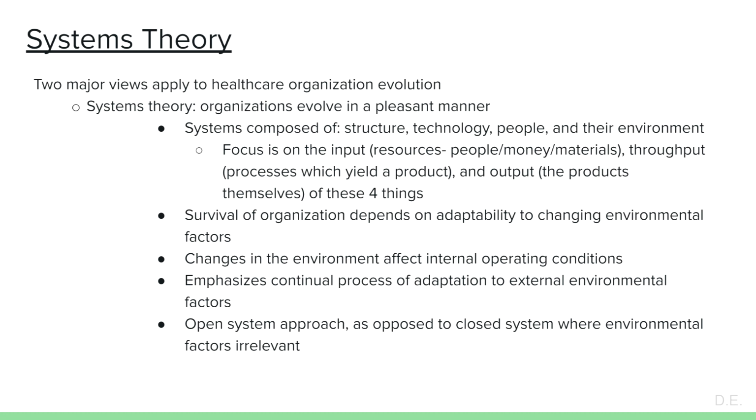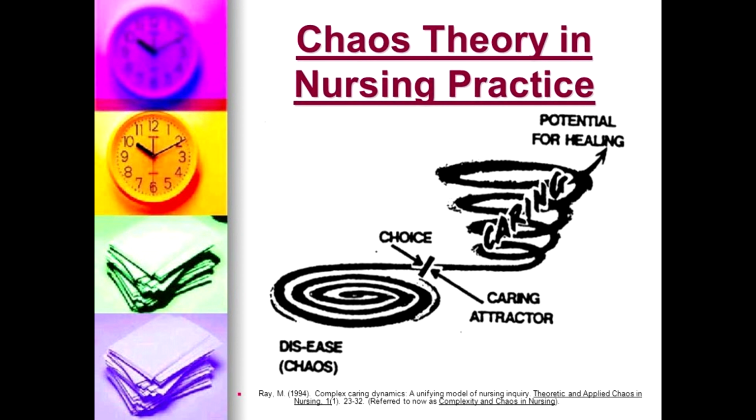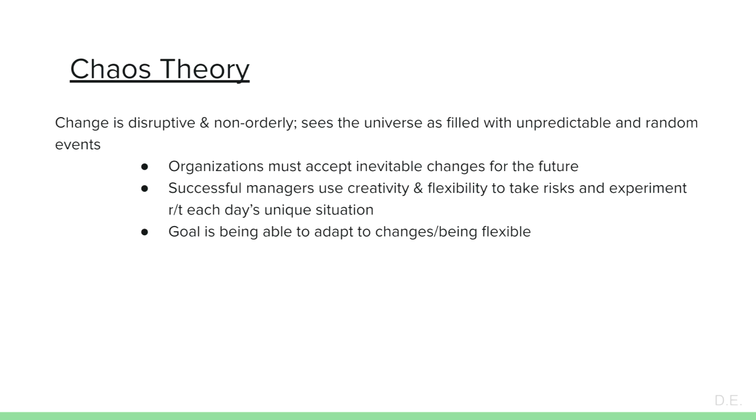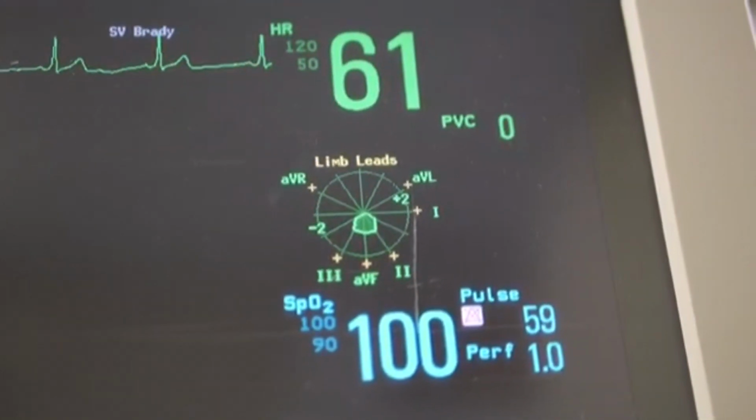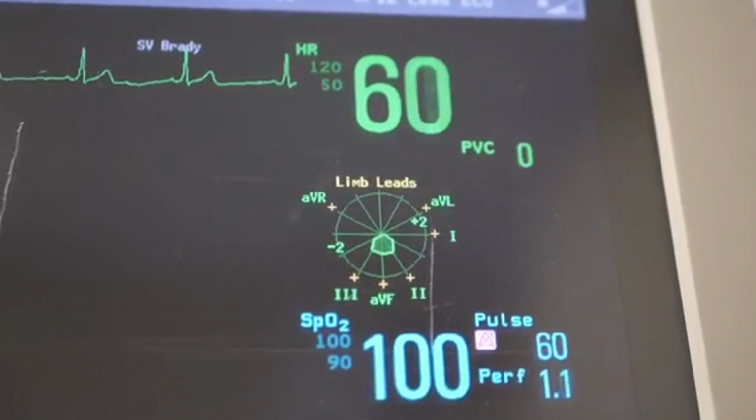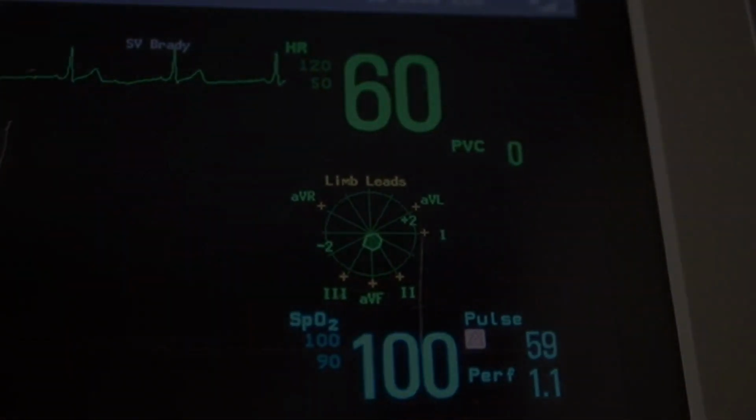The systems theory is classified as an open systems approach, as it depends on environmental factors for its success, whereas a closed system relies only on its own internal factors. The second theory, which supports organizational evolution, is called the chaos theory, stating change is unavoidable, accepting the universe as unpredictable and disorderly. The theory claims that organizations must accept inevitable changes and most successful managers use creativity and flexibility to adapt to these changes. Both theories are in opposition, one encouraging order and the other disorder. But when in proper balance, the two theories work synergistically to create a favorable, harmonized healthcare organization.